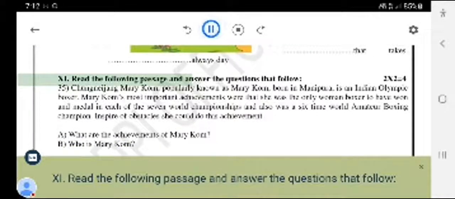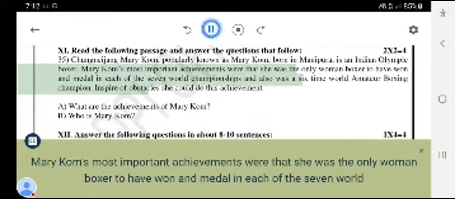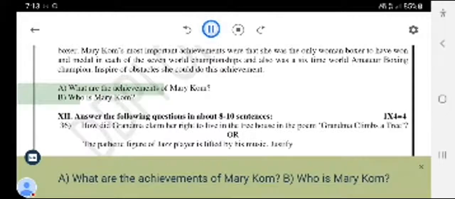11. Read the following passage and answer the questions that follow. 2x2 equals 4. Chungneijang Mary Kom, popularly known as Mary Kom, born in Manipur, is an Indian Olympic boxer. Mary Kom's most important achievements were that she was the only woman boxer to have won a medal in each of the 7 world championships and also was a 6-time world amateur boxing champion. In spite of obstacles she could achieve this. A. What are the achievements of Mary Kom? B. Who is Mary Kom?